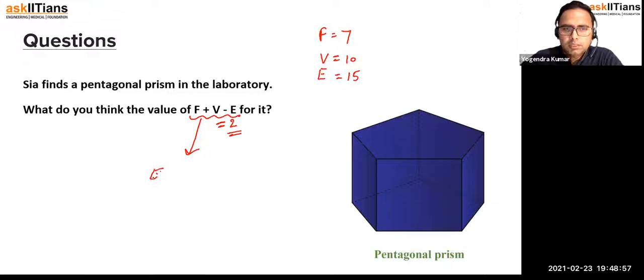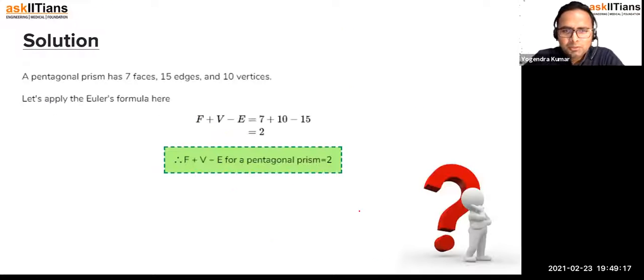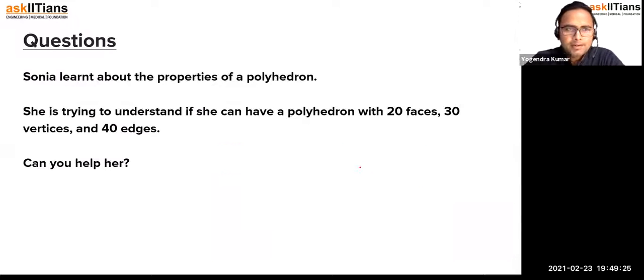Now can we do the verification here, or can we find out this value, right? So what is it? F plus V minus E. So what is it? 7 plus 10 minus 15. How much is it coming? 17 minus 15, which is what? 2. I hope you got it, right? So this is how we can do it. I hope you are finding it very easy, right? Guys, I hope it is clear, right? This is what we got as the solution here, right?